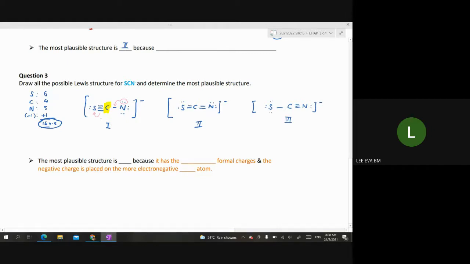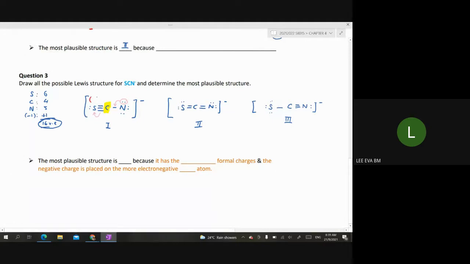Okay, so we have triple bond, single bond, and then double bond, and then single bond, triple bond between 3 of these atoms. Is everyone okay? Yes, madam. All right. So now calculate the formal charge for these 3 structures. The first one, sulfur. When you're using a different color, you just label the formal charge over here.